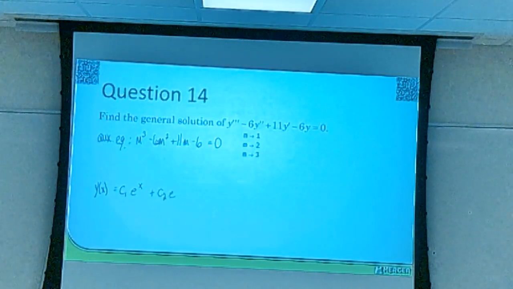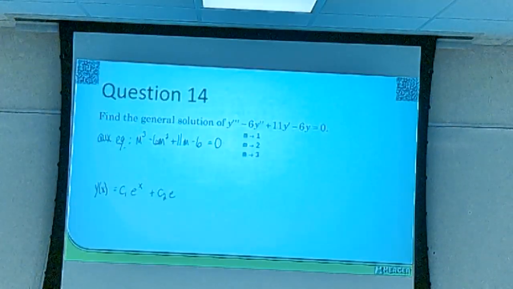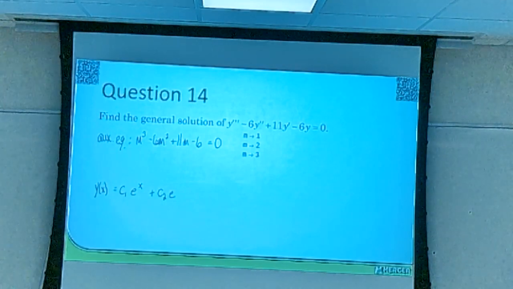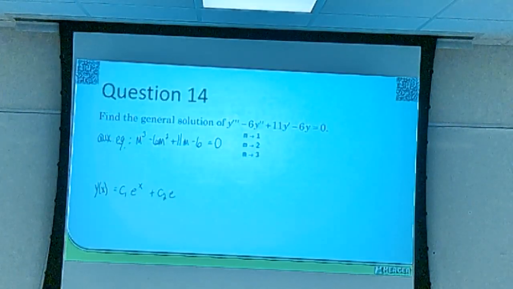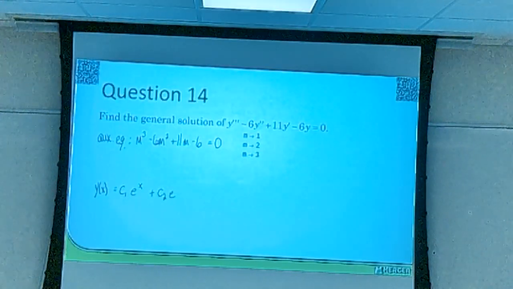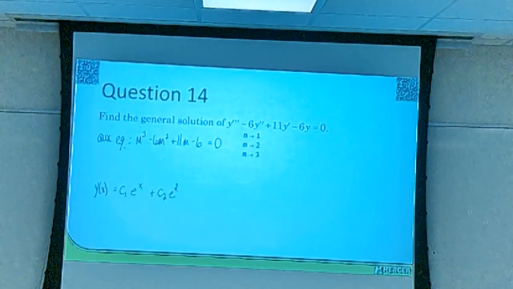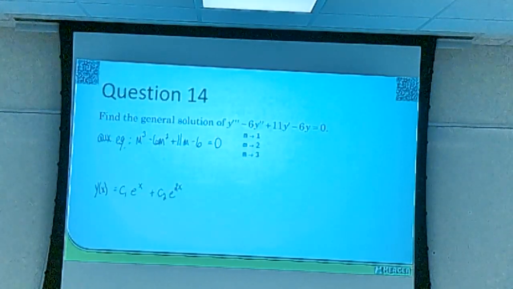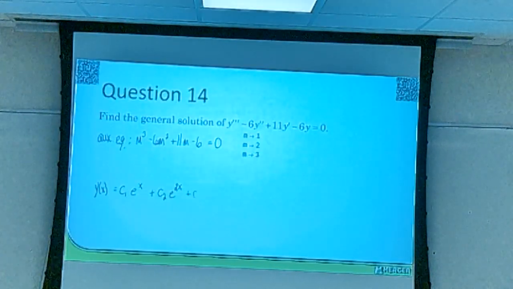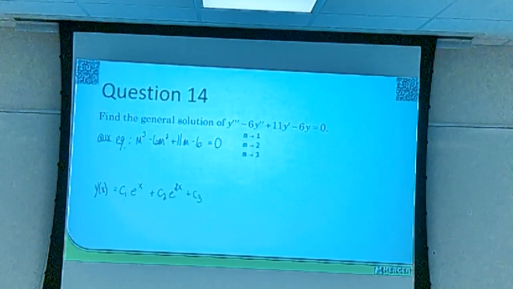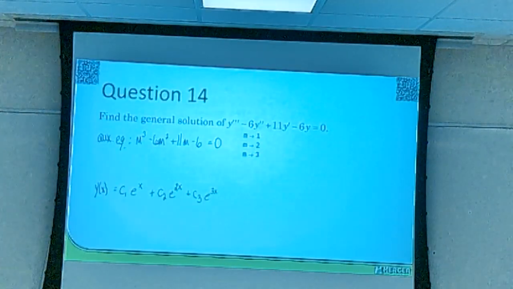Now look at the second root. It's 2. Has that already appeared in our solution? No, right? So it's just e to the 2x. Third root, we give it 3x, and that has not occurred in our solution yet, so it's just e to the 3x. There's your general solution.